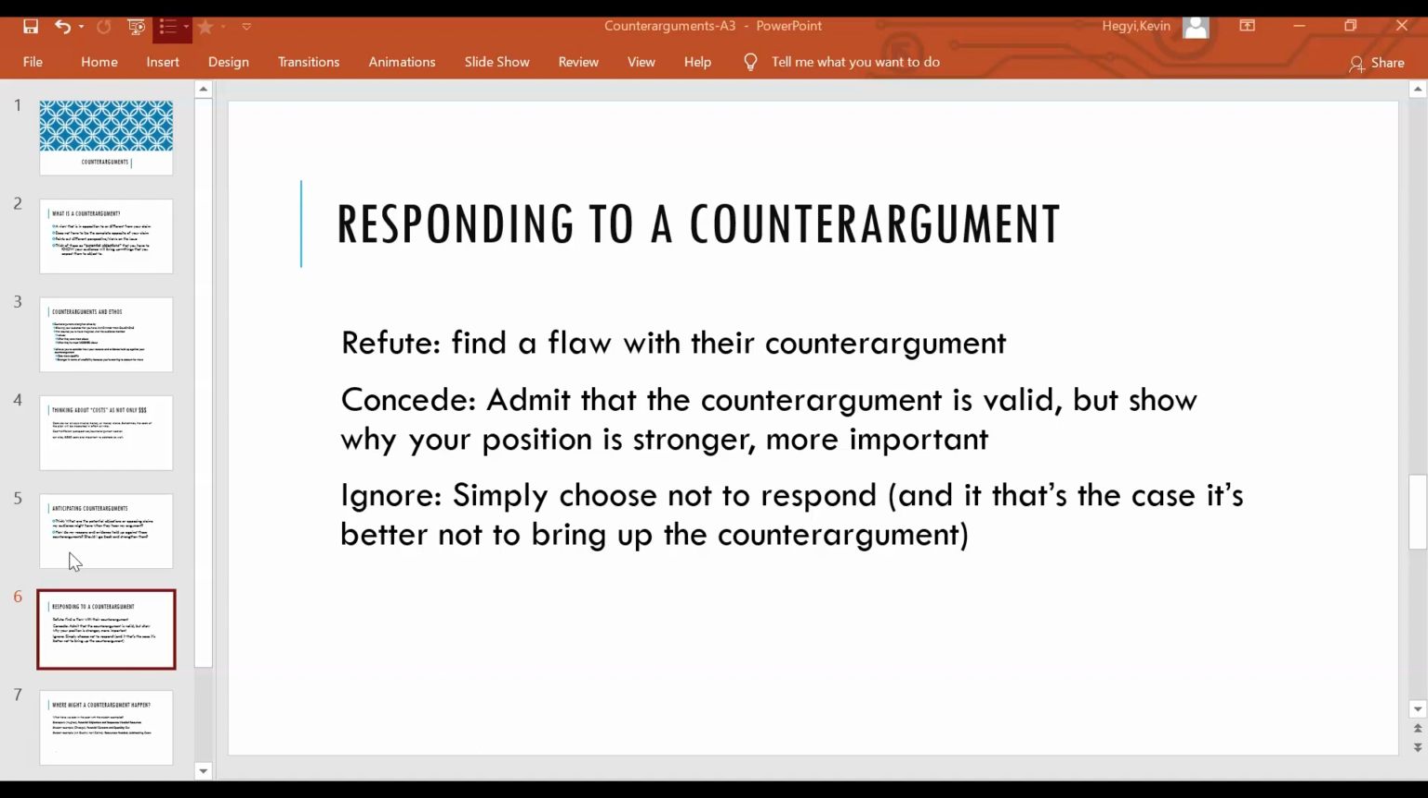That depends on what the counterargument is and obviously on your specific writing style, so keep that in mind too. But what we'll often find ourselves doing is conceding.